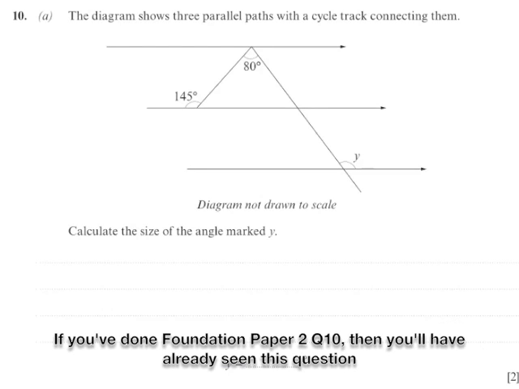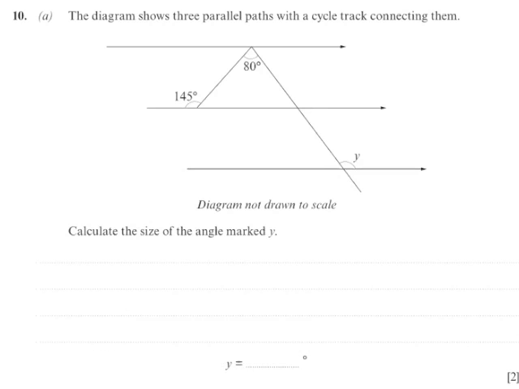I know we like to make maths questions realistic these days to apply to the real world, but this question actually, I think, confuses matters. But anyway, what it says is the diagram shows three parallel paths with a cycle track connecting them. Anyway, there are three parallel paths here, and I'm assuming this is a cycle track. So I'm going to show you two methods of doing this.